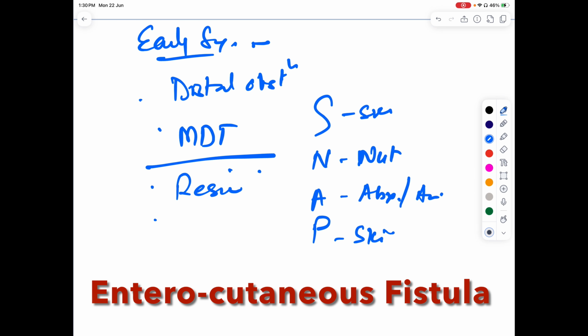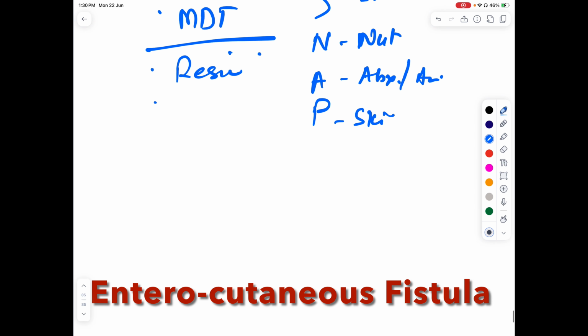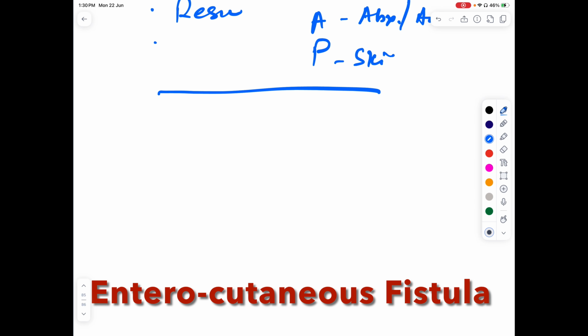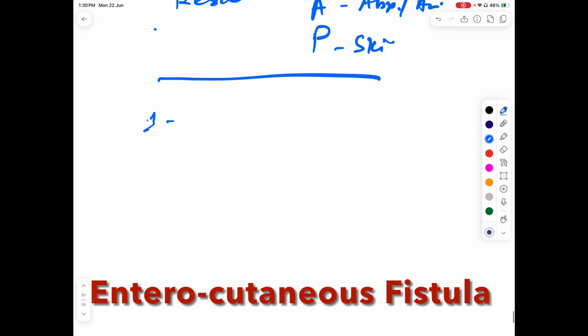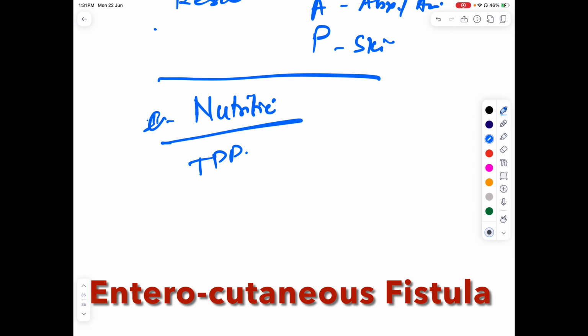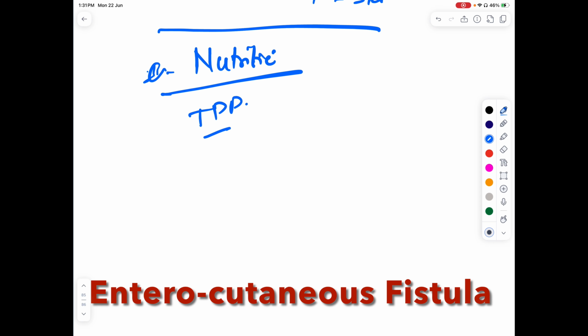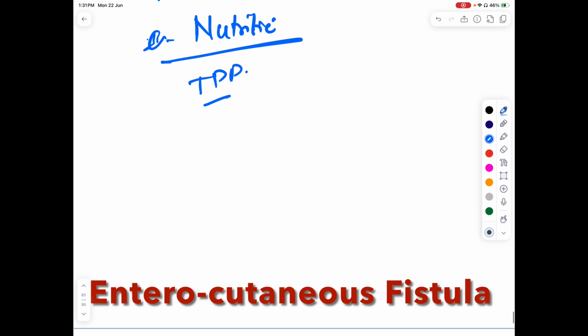When would you consider surgical correction? Within 1 month after a trial of conservative treatment. First you give conservative treatment, then wait for 1 to 1.5 months, then do re-anastomosis surgery. Urgent surgery is needed when there is peritonitis. How do you manage nutrition? Nutrition has to be managed by either total parenteral nutrition, or otherwise IV fluids.